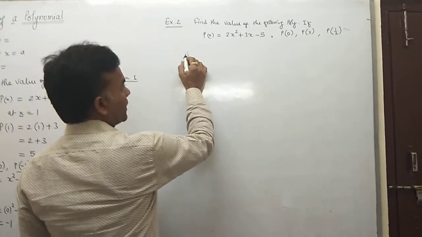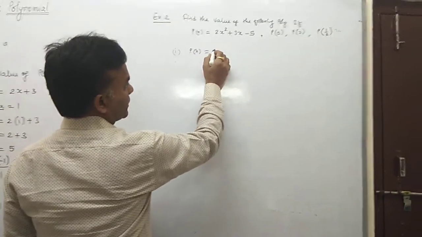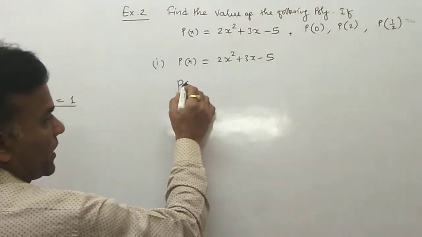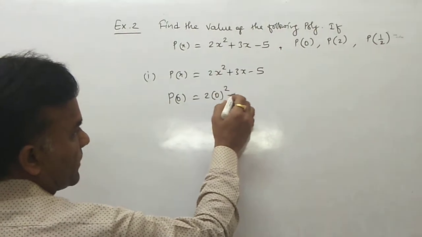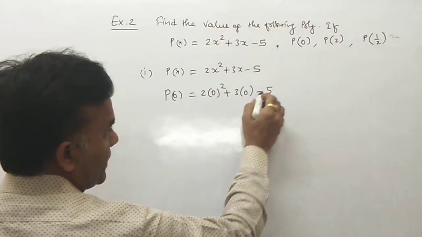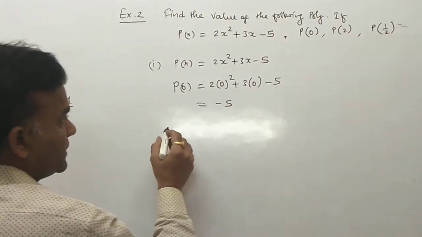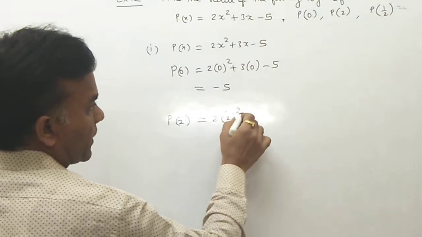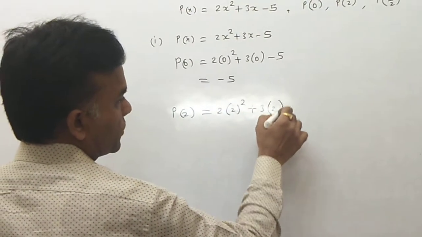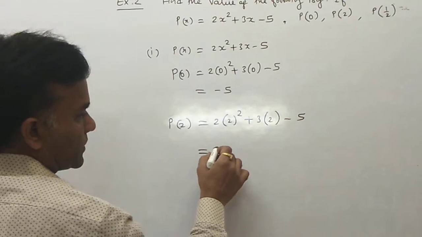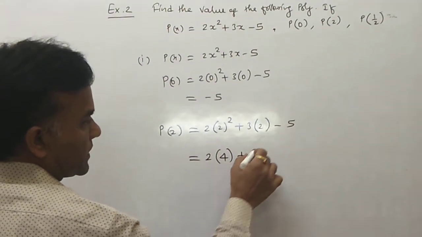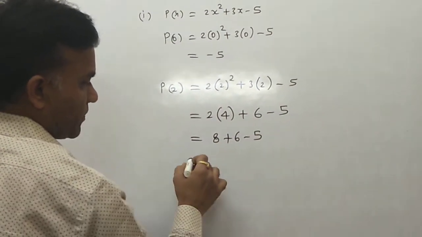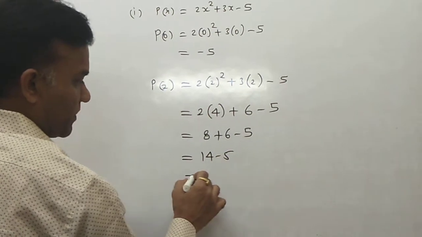Similarly, first you write down p of x equals 2x square plus 3x minus 5, and then you find p of 0. It means 2 into 0 square plus 3 into 0 minus 5, so minus 5 is the answer. Then you find p of 2: 2 times 2 square plus 3 into 2 minus 5. 2 times 4 is 8, plus 6, minus 5. 14 minus 5 is 9.